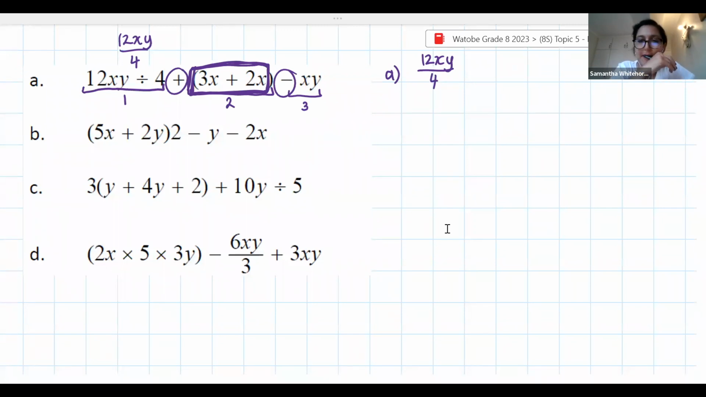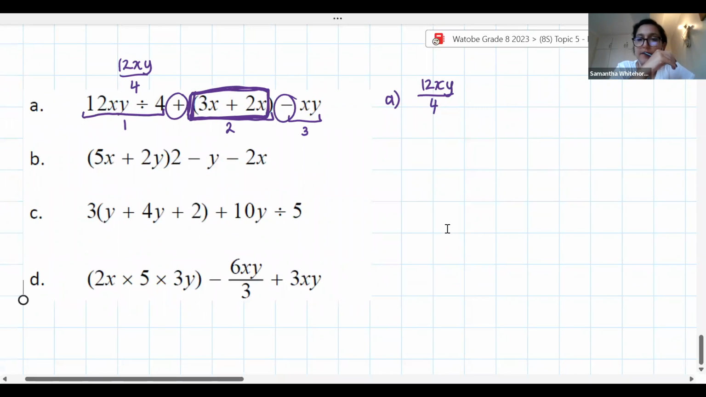You can pop it on the chat if you think there's something you can do with it. Velo, what can we do? What can we do with the 3x and the plus 2x? All right, Velo, tell me, what can we do with it? Hi, ma'am. We can add them, ma'am. Why can we add them? Because they are the same variables. Excellent. So guys, in that bracket, we actually have like terms.